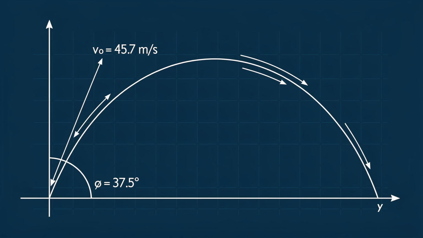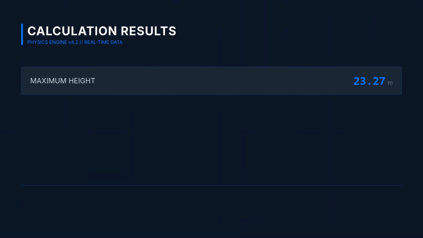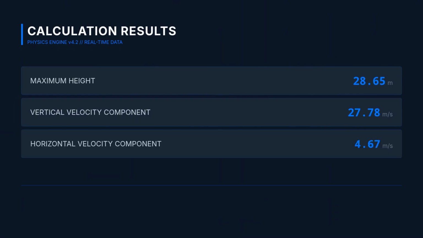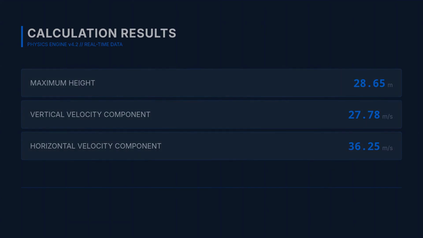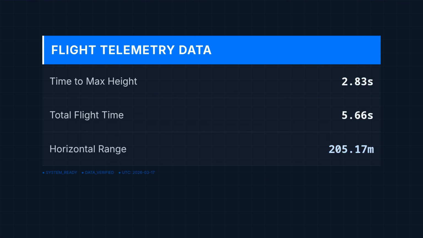Let's work through a real example. For a projectile test, at 45.7 meters per second initial velocity and 37.5-degree launch angle, we enter these values and click Calculate Results. The calculator instantly returns maximum height of 28.65 meters, vertical velocity component of 27.78 meters per second, horizontal velocity component of 36.25 meters per second, time to maximum height of 2.83 seconds, total flight time of 5.66 seconds, and horizontal range of 205.17 meters.